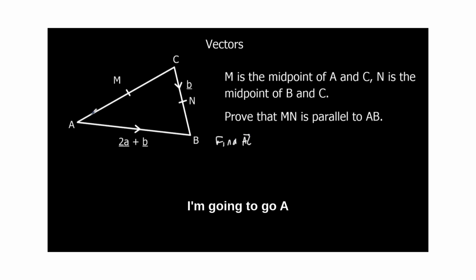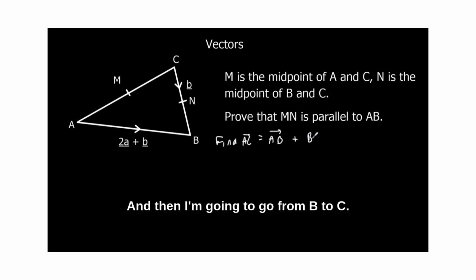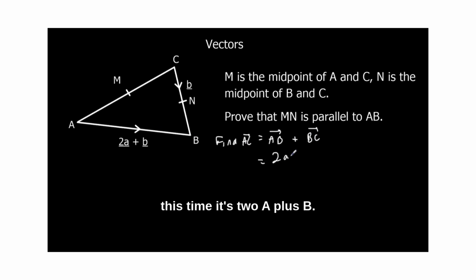So A to C, I'm going to go A to B, and then I'm going to go from B to C. So A to B, this time it's 2A plus B. And B to C, I think that should be there. So that's halfway is called a B, so the other half's also called a B. So B to C is minus B, which is minus 2B's. So A to C is 2A minus a B. So that's A to C.